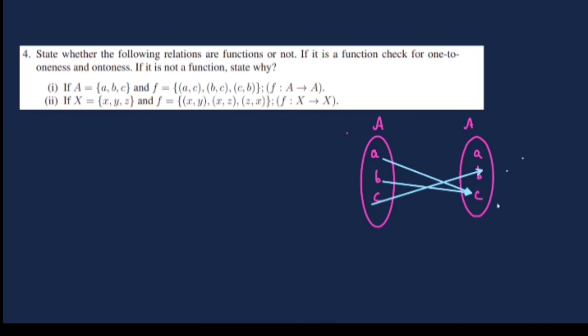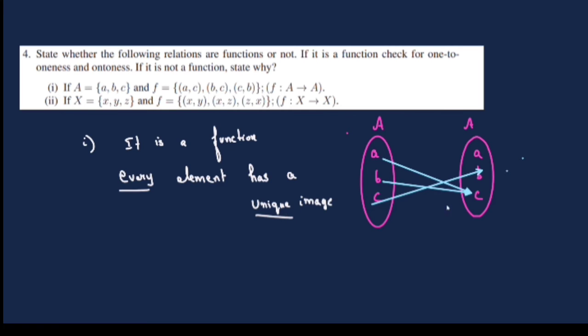Is it a function? Every element has a unique one. You should not have one to many. It is a function. Every element has a unique image. A's image is C. It's a unique image. A is not having two images. B's image is C. Isn't it? It is a unique image.